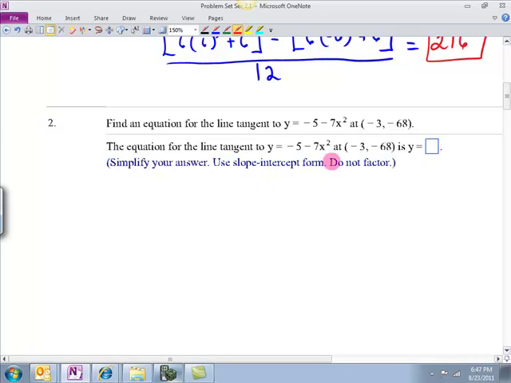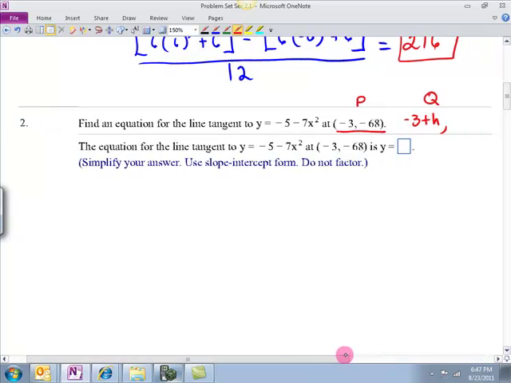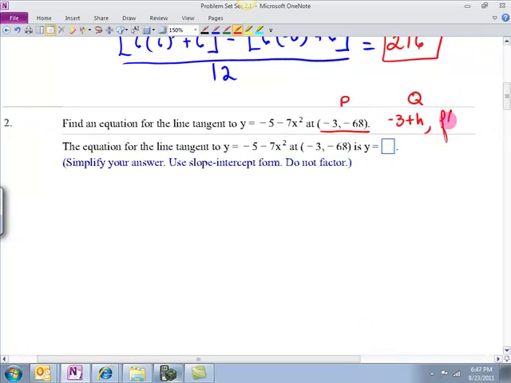Okay, so let's think about, we've got P, that's this point right here, and let's think of Q as -3 plus h, and f of -3 plus h. So that's the kind of the way you want to think about this, okay, when you're trying to find the slope.